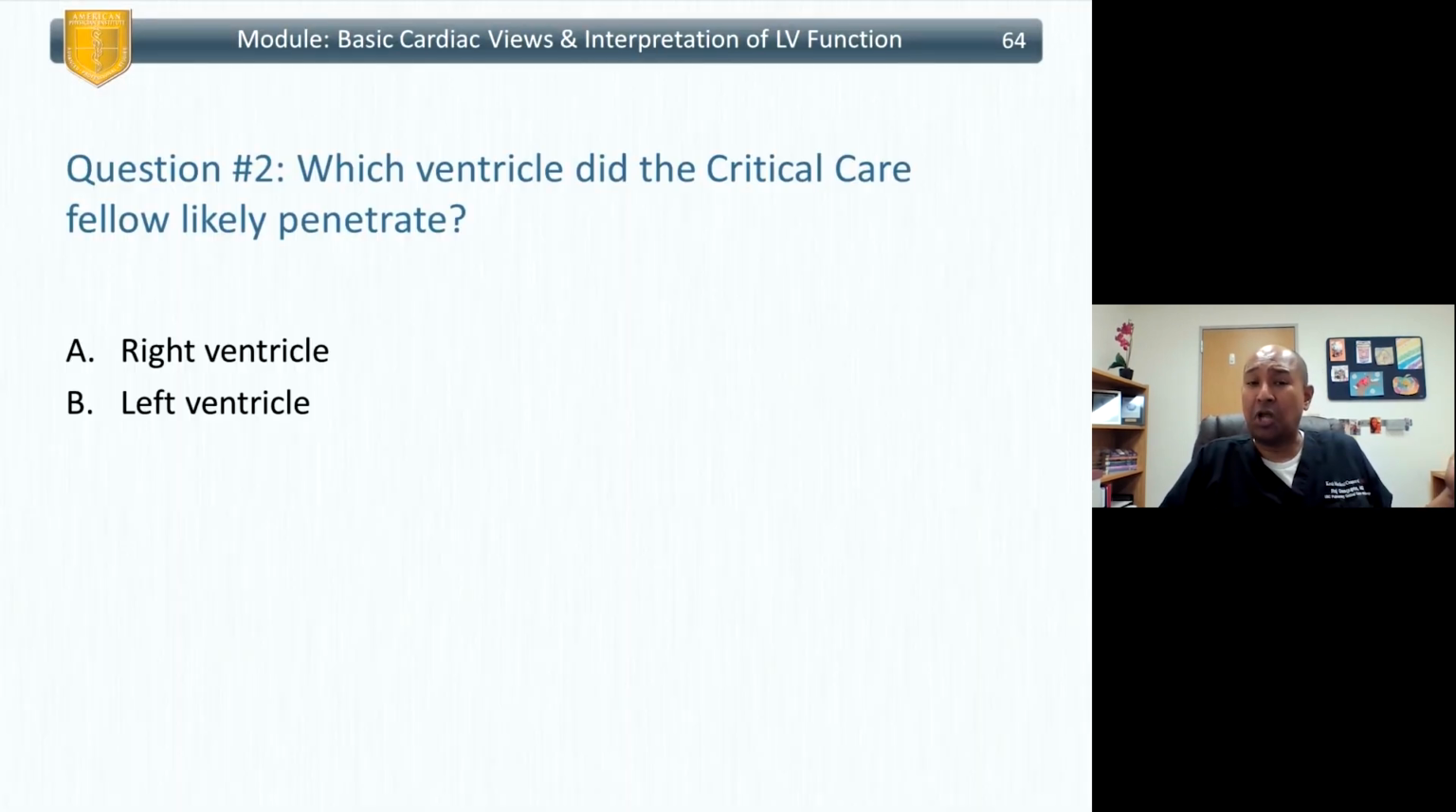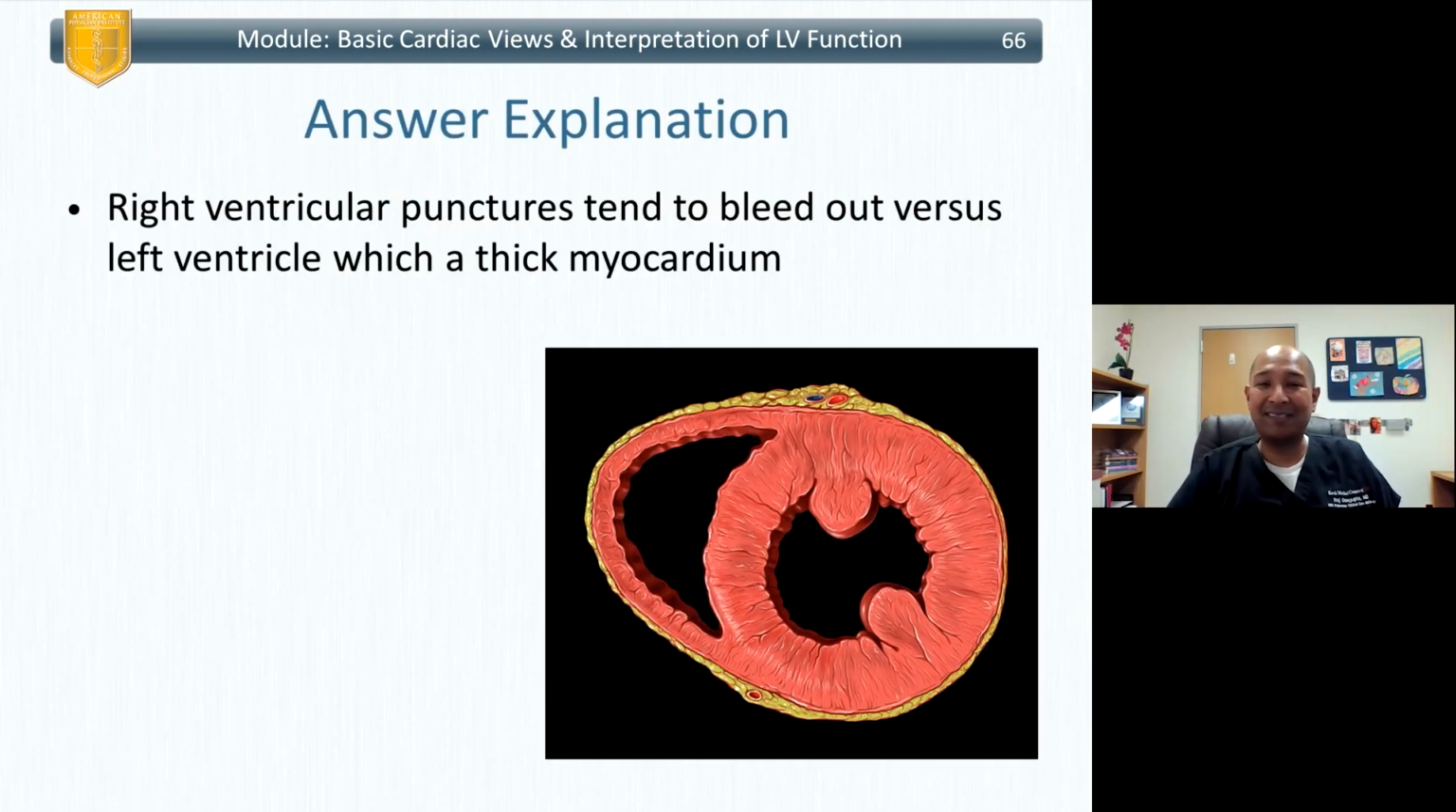But in the patient we were just talking about, which ventricle did the critical care fellow likely penetrate? The blood was gushing out, so it was probably going to be... maybe I got you on this one. This one is going to be the right ventricle. Why is it the right ventricle? Because the left ventricle is very thickened over here. And because it's very thickened, if you imagine a needle going in over here, it's actually going to squish the bleed from happening. But if you do the right ventricle, blood will come out.